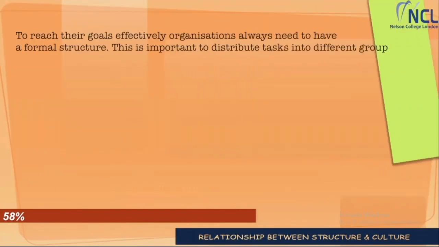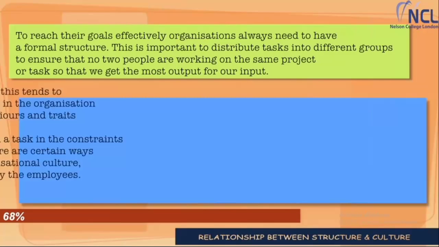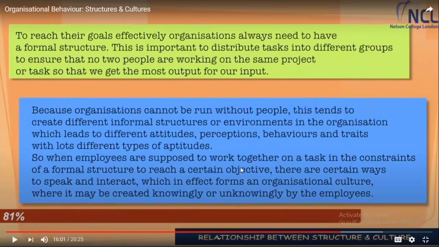To reach their goals effectively, organizations always need to have a formal structure. This is important to distribute tasks into different groups to ensure that no two people are working on the same project or task, so that we can get the most output for our input. Because organizations cannot be run without people, this tends to create different informal structures or environments in the organization, which leads to different attitudes, perceptions, behaviors, and traits. You can see the reason why different organizations have employees with different attitudes, perceptions, and behavior is because of their organizational structure.